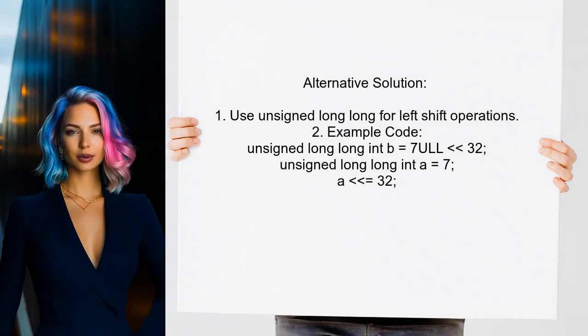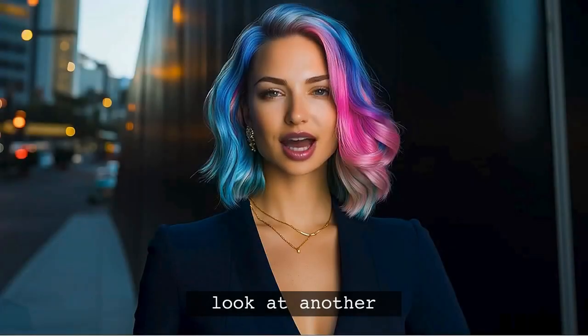This user suggests resolving the ambiguity in left-shift operations by using unsigned long. They emphasize that using ULL indicates to the compiler that the number being shifted exceeds 32 bits. Let's take a look at another answer from another user.